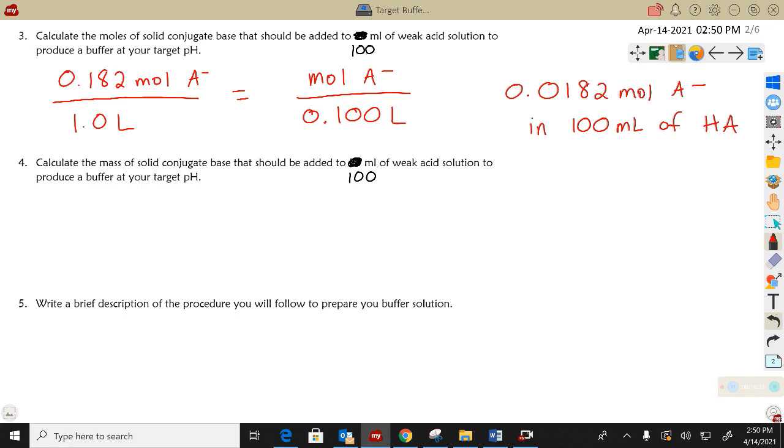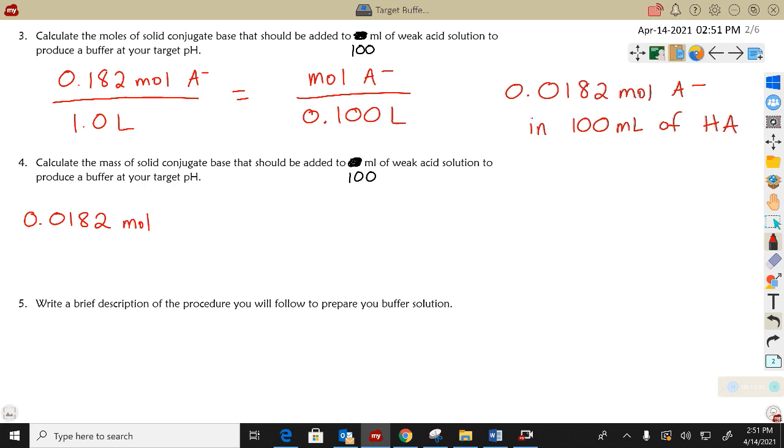Okay, well now I'm going to use 100 milliliters of the acid, but the conjugate base here is going to be the acetate ion, and it's coming from a solid. And so in 4, I'm going to want to mass that solid. Calculate the mass of the solid conjugate base that should be added to 100 milliliters of the weak acid solution. Piece of cake here, right? So now I'm going to say I want 0.0182 moles.